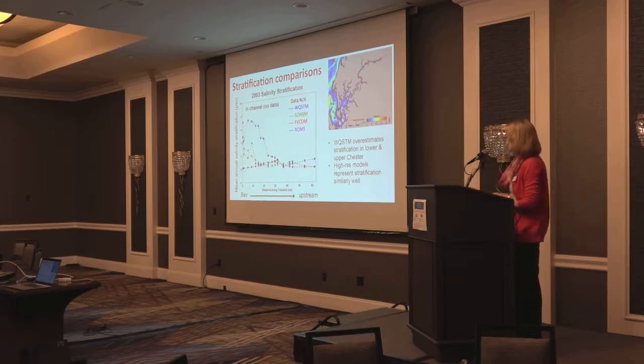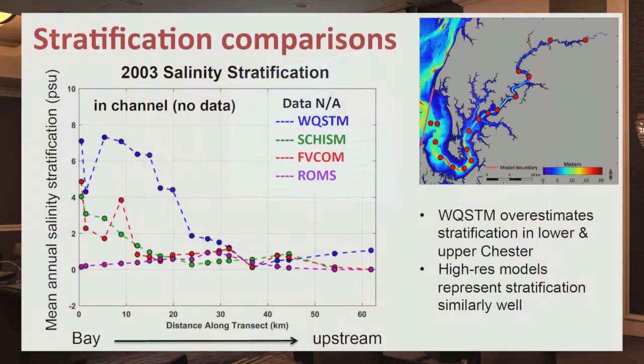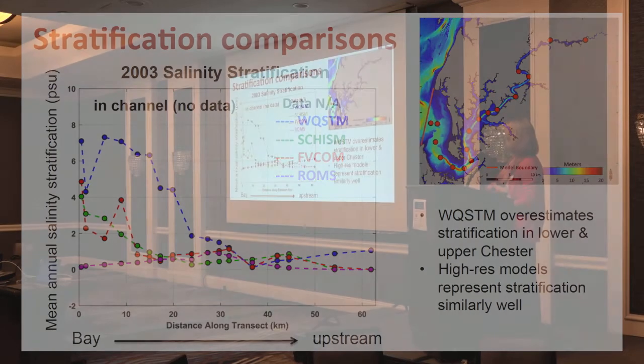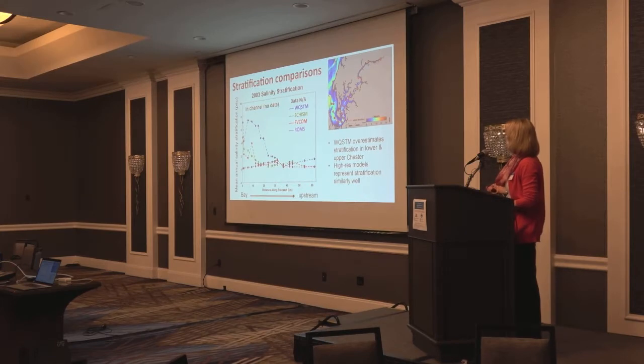It turns out that they actually look quite different. The two high-resolution models, in red and green here, are pretty similar. The regulatory model is really overestimating stratification through a large fraction, all the way up to about here. Then it gets the stratification right in the middle, and back up at the very upper Chester again, it's overestimating stratification. The high-resolution models are doing pretty similarly, except for ROMS here, which has a little issue with the boundary.